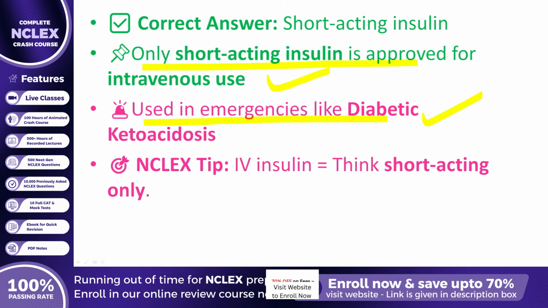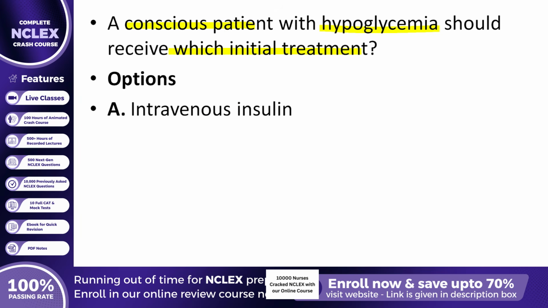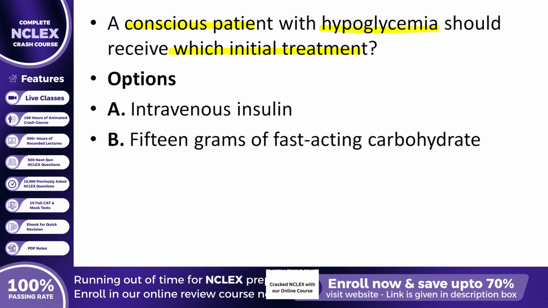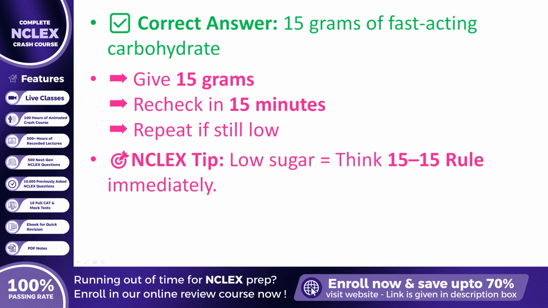Finally, let us conclude with question 10, which tests your ability to recognize and treat hypoglycemia. A conscious patient with hypoglycemia should receive which initial treatment? The options include intravenous insulin, 15 grams of fast-acting carbohydrate, long-acting insulin, and potassium infusion. The correct answer is 15 grams of fast-acting carbohydrate. This follows the 15-gram rule. Give 15 grams, recheck in 15 minutes, and repeat if necessary.